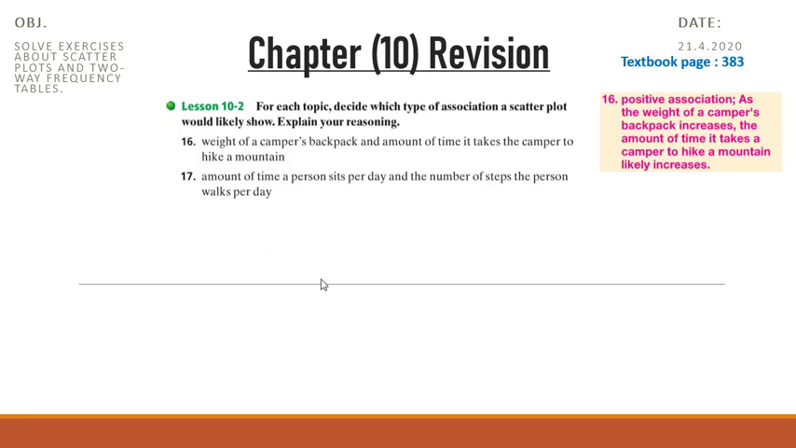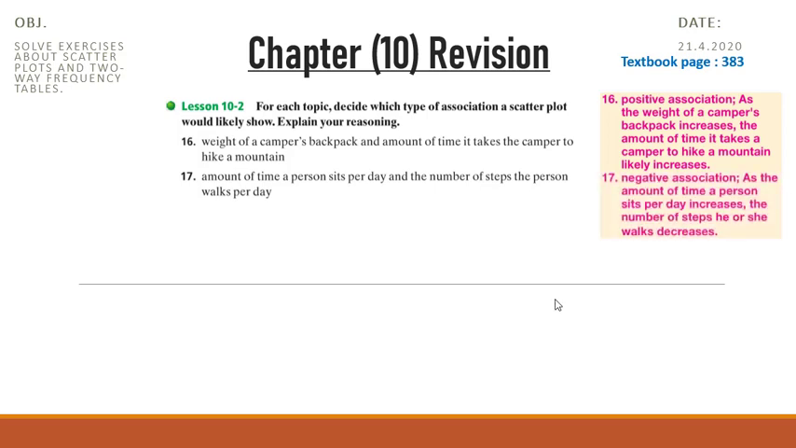Number 17. As this answer is for 16, right? I want now number 17. Is it the same answer, positive? Amount of time, person, yes. Okay guys, anyone other than Mujtaba now? Okay, Muaz said that it's negative.